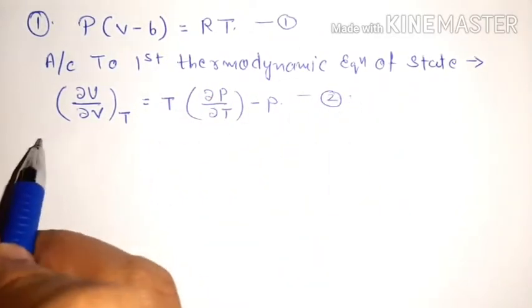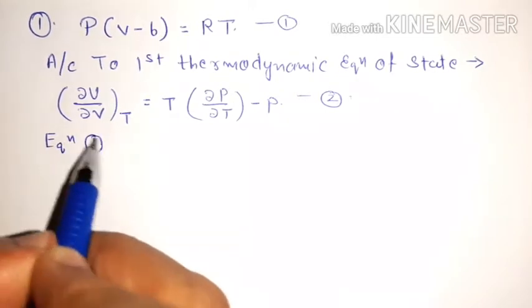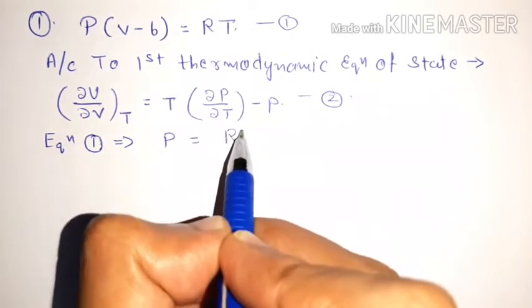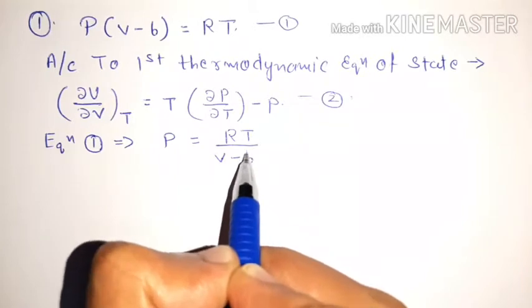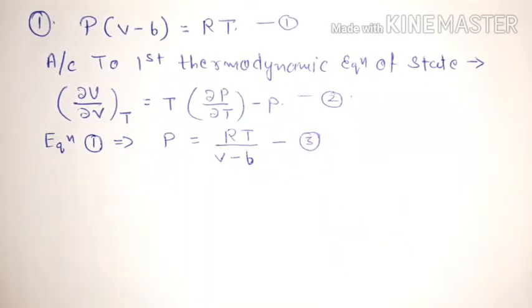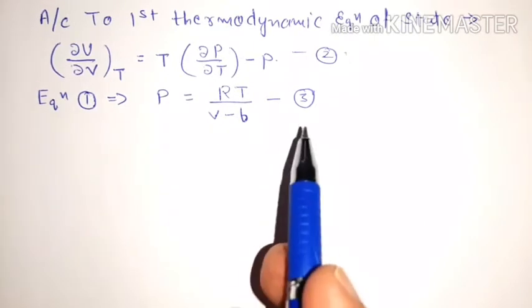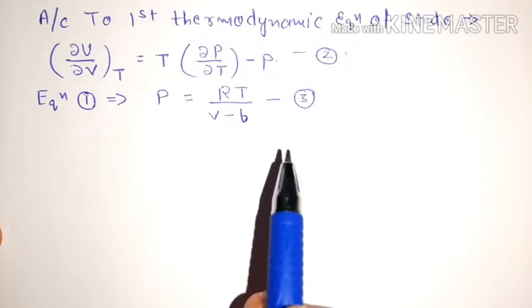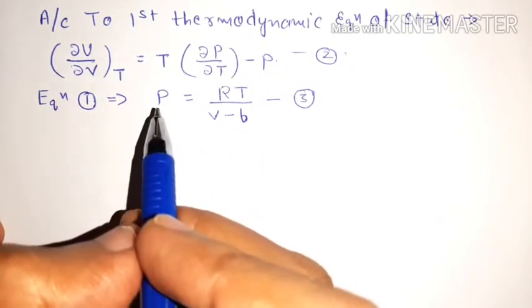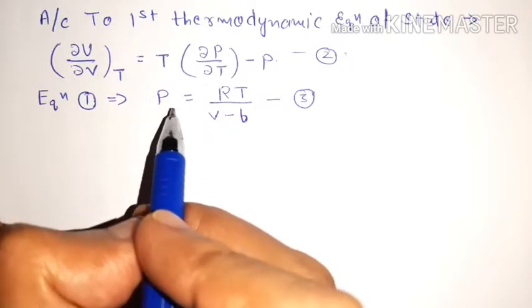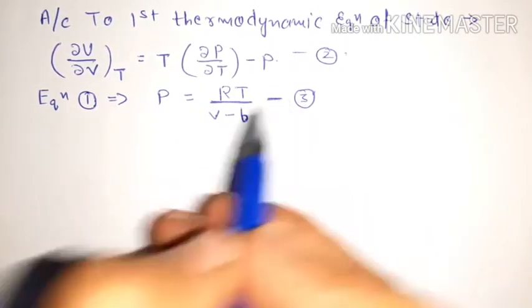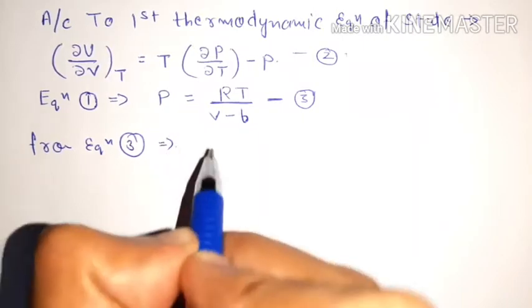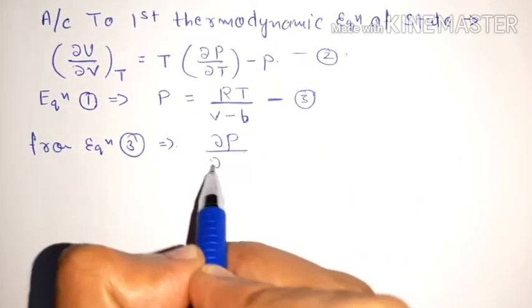When we rearrange equation number first, we get P is equal to RT upon (V minus B). This is equation number third. Understand? From equation number first we have equation number third. So first of all, we must do the partial differentiation of P with respect to T from equation third.